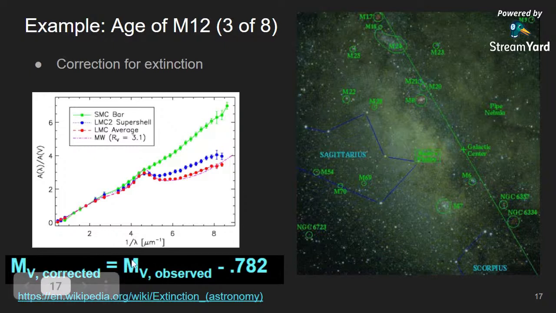Since I'm using the visual index, it's a function of the wavelength. So based on your wavelength, you go up here and you can get the correction factor. And I'll show you how I applied that here in a minute.